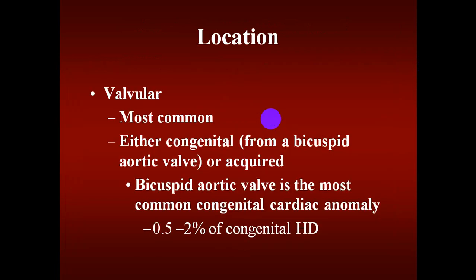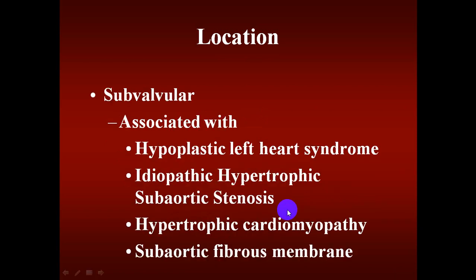Valvular is the most common, either congenital from a bicuspid aortic valve or acquired due to degeneration. Bicuspid aortic valve is the most common congenital cardiac anomaly, seen in about 0.5 to 2% of the population. Please pay attention: the most common congenital heart disease in all age groups is bicuspid aortic valve. The most common non-cyanotic congenital heart disease in children is VSD, and the most common cyanotic heart disease is tetralogy of Fallot. But in all age groups, the most common is bicuspid aortic valve.